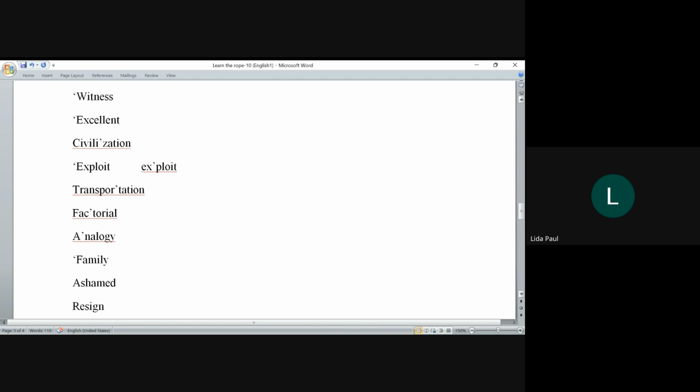What is the category again? Ashamed is what? It's an adjective, right? Okay, so it should be marked on the first syllable, but then here we are going to do it on the second one. Correct. Very good. Because of the schwa sound. Because the first sound here is a schwa sound. Hence, we are going to mark it on the second one.